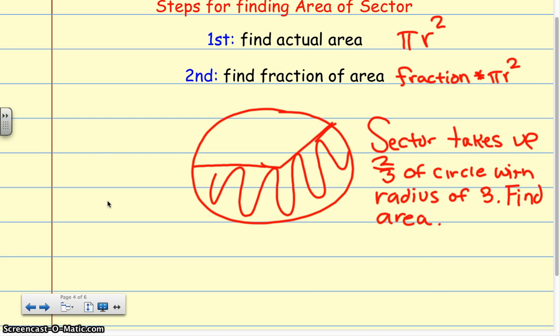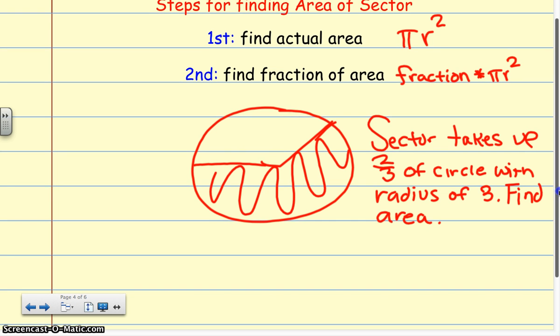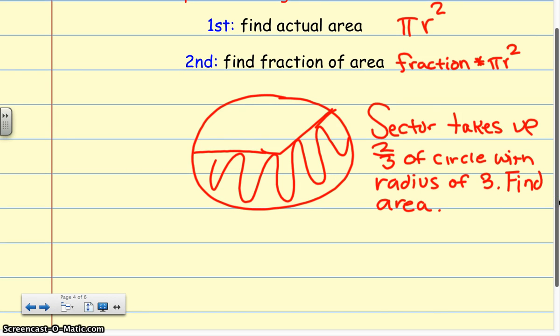Now I taught you how to create proportions in a previous lesson. Here I can't create a proportion because I'm not given a central angle. So I'm just going to find my total area, my actual area. 2/3 of means I'm going to multiply. So the first thing I do is find the actual area. Pi times r squared. R is 3. Pi times 3 squared. 3 squared is 9. It's 3 times 3. So this turns into 9 pi. I'm going to leave it with the pi.